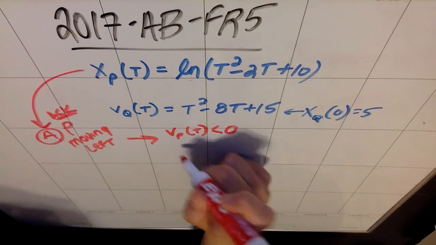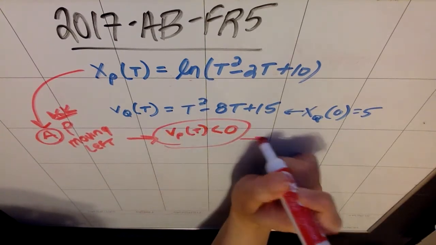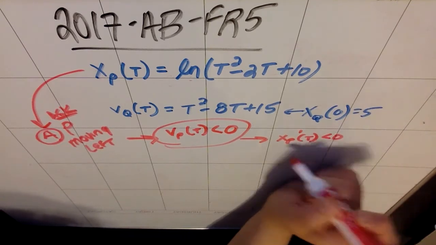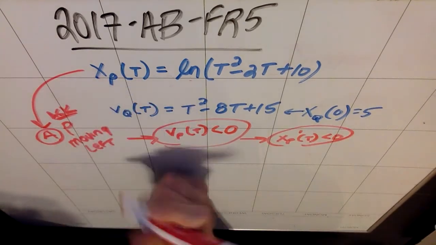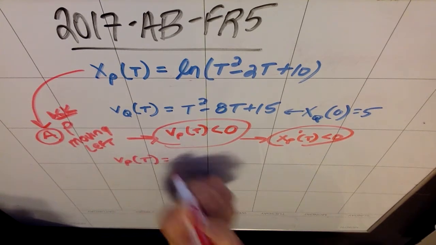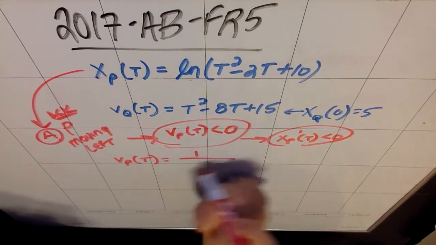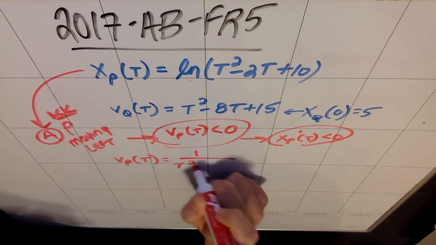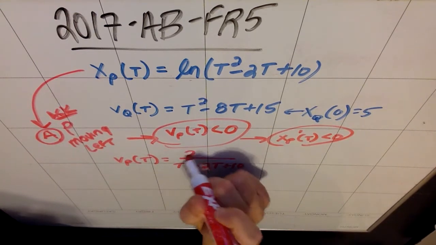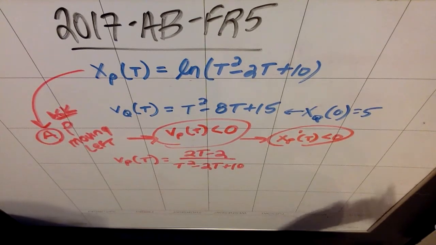That's what it means. But for our purposes, that means that we need to find xp prime of t and set it less than 0. So I need to differentiate. I'm going to find vp of t by differentiating this. It'll be 1 over the stuff, which is t squared minus 2t plus 10, times the derivative of the stuff, so I'm going to replace that top with a 2t minus 2, right?